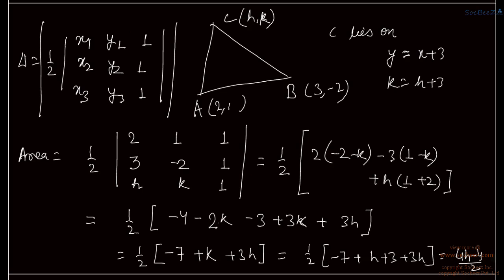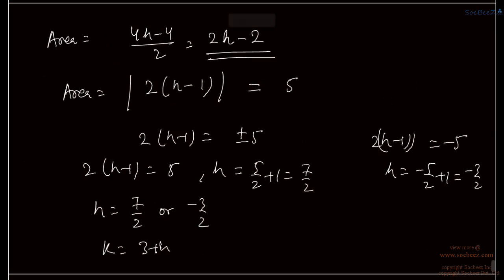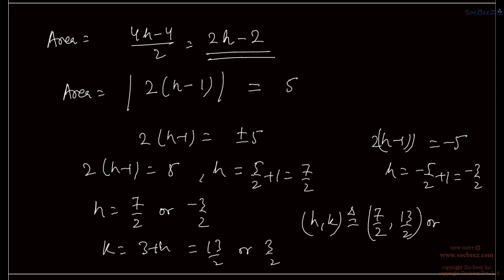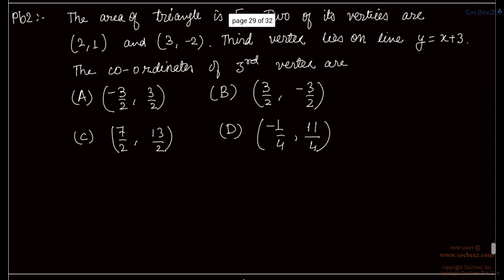Because this relation exists. So 3 plus h, that means 6 by 2 plus 7 by 2, 13 by 2, or 6 by 2 minus 3 by 2, 3 by 2. So we have h k as 7 by 2, 13 by 2, or minus 3 by 2, 3 by 2. Okay, so 7 by 2, 13 by 2, as well as minus 3 by 2, 3 by 2. So options A and C both are correct.